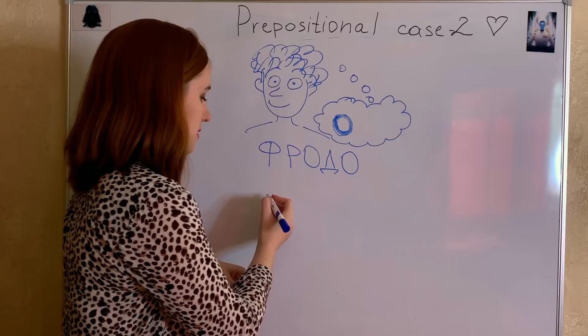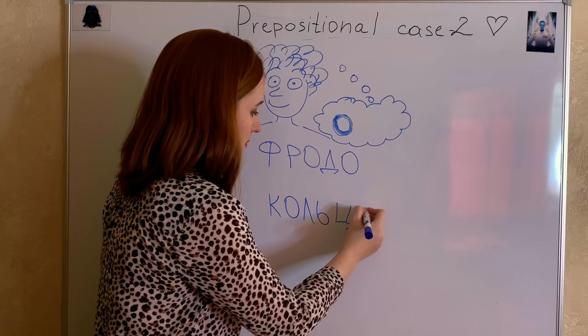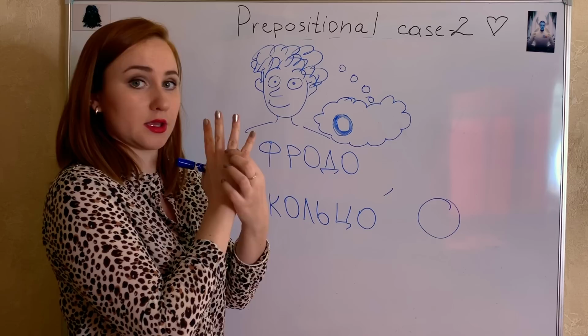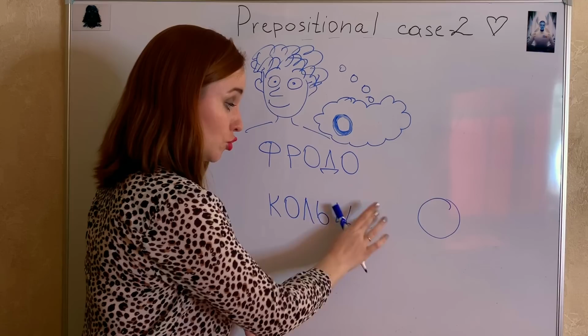Кольцо. The ring in Russian is кольцо. Кольцо, the ring, like here, the ring, кольцо. So, он думает о кольце.